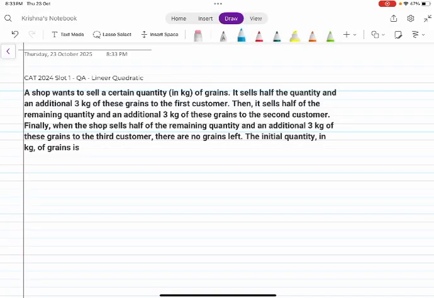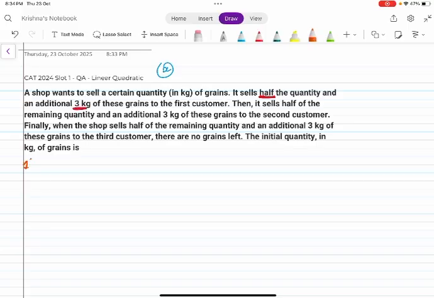Let's solve this PYQ of CAT 2024. The question is: a shop wants to sell a certain quantity of grains in kgs. It sells half the quantity and an additional 3 kg of these grains to the first customer. Okay, so let's assume the shop has x kgs of grains and it sells half the quantity. As it says in the question, it sells half the quantity and an additional 3 kgs to the first customer.